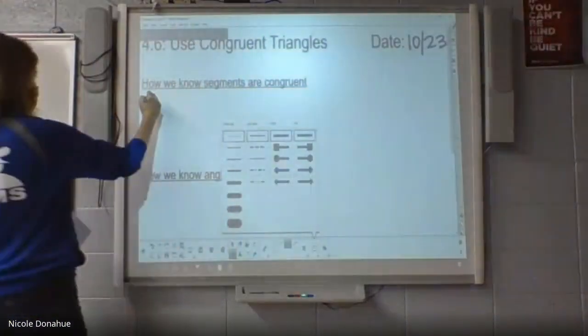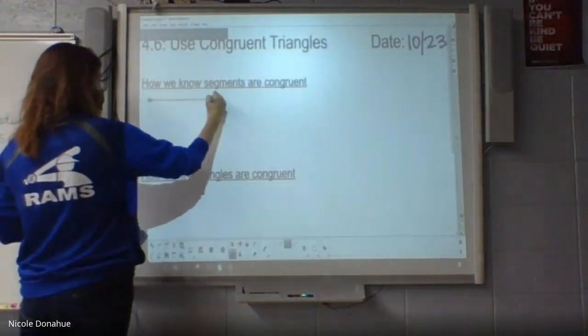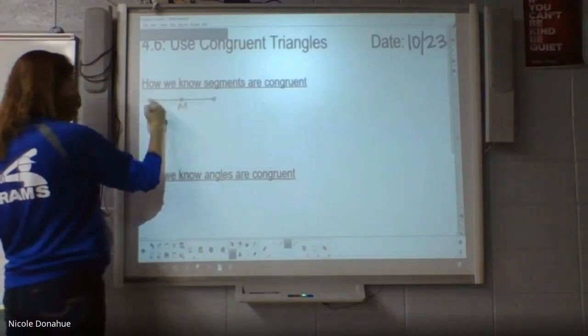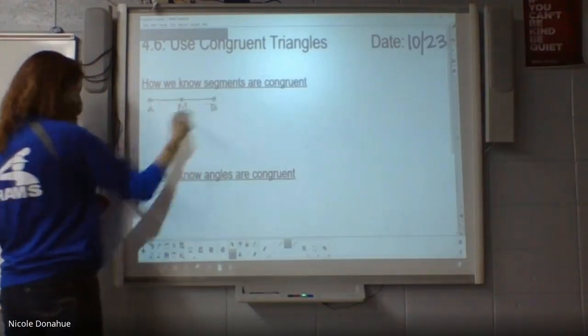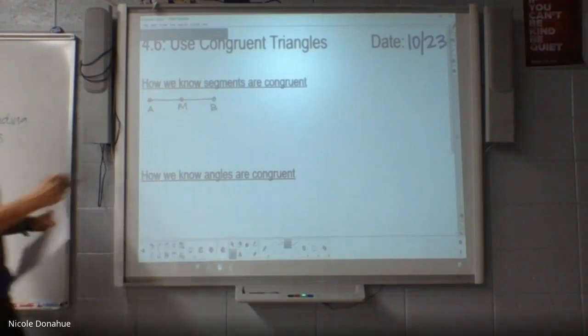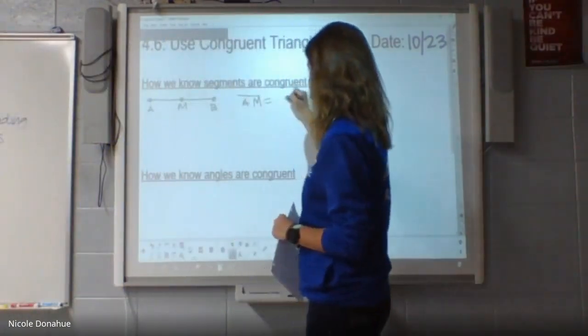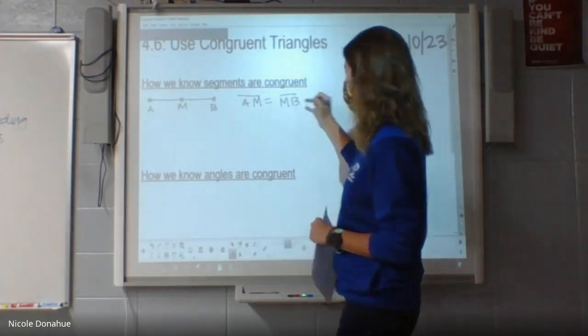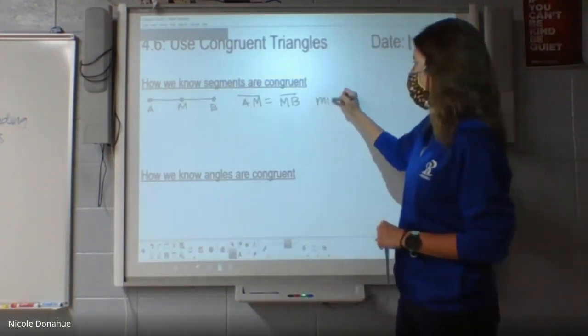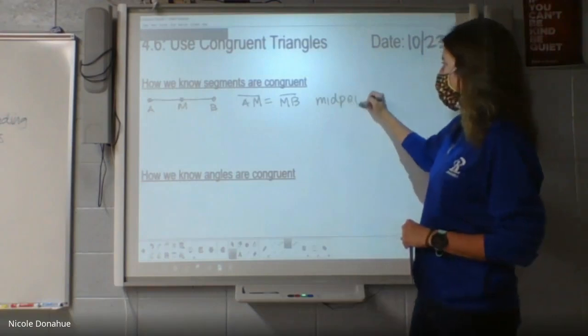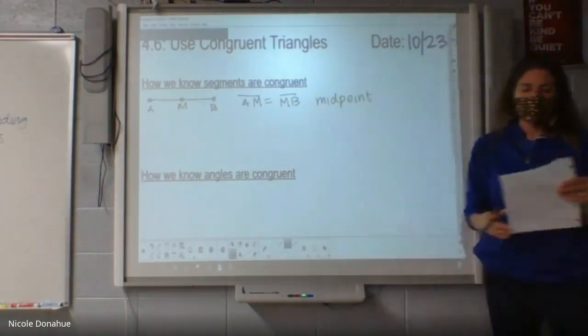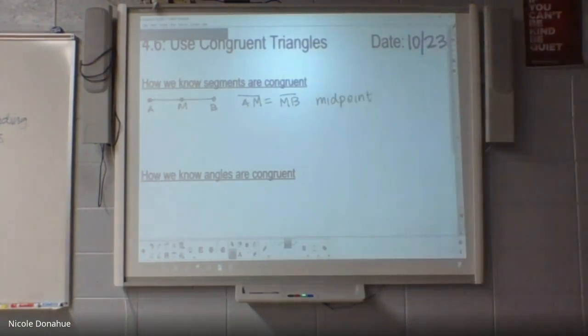I probably should have made a chart of this. I'm going to draw what it looks like. We know that AM would equal MB, and the reason for that is midpoint. So this is something we can use in a proof. And I just want to make sure it's clear what you can use and what you can't, and try to cover most things that could come up.